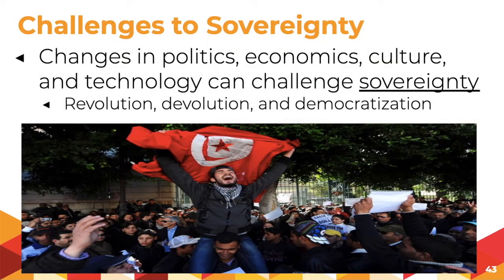These challenges to sovereignty can take on many different forms, and they can come on for many different reasons: political, economic, cultural. But regardless of why these challenges to sovereignty are taking place, technology has played a key role in that in modern history, and we're going to look a little bit more at that toward the end of these notes. Either way, challenges to sovereignty may result in processes that we call revolution, devolution, and democratization, which is the push for a more democratic, free voting nation.